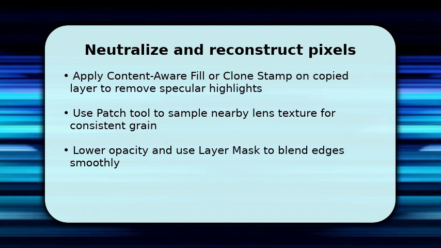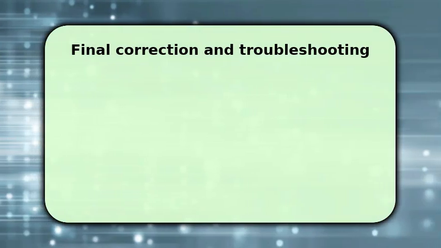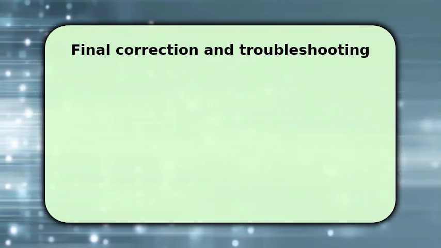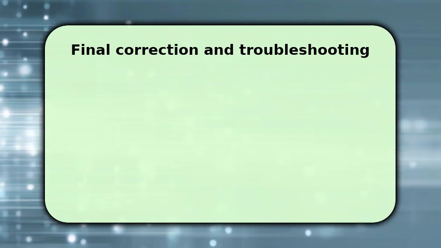For finishing, create a 50% gray layer set to overlay and use low-opacity dodge and burn to restore subtle highlights and shadow on the lens. This brings back curvature without shine.